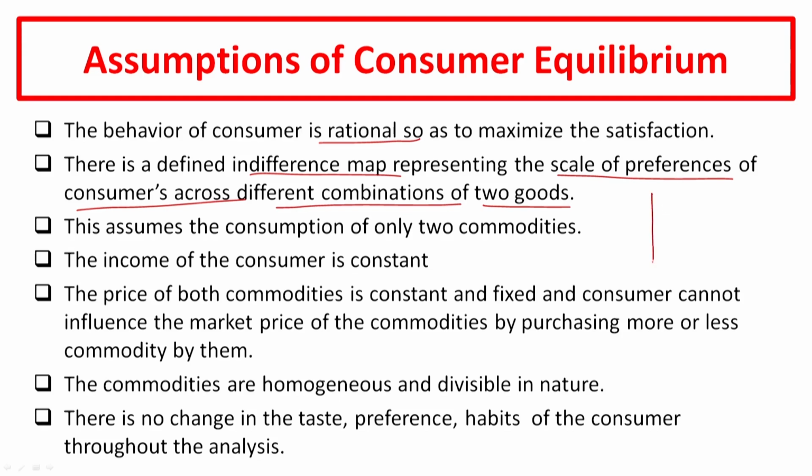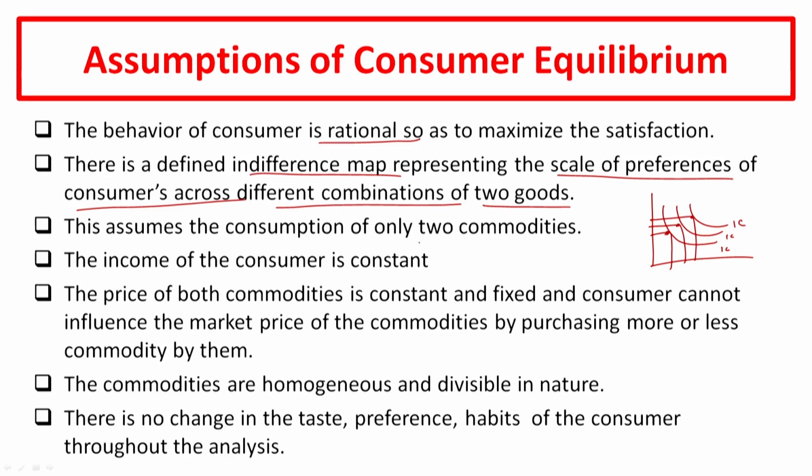As I told you, the indifference map shows various indifference curves, and each indifference curve shows different combinations of the two goods. Each indifference curve will give equal satisfaction, but one indifference curve is different from another in regard to satisfaction. So you have to choose your scale of preference.